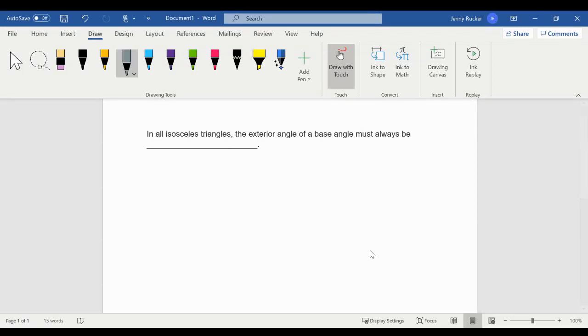In this problem, we are asked to fill in the blank. In all isosceles triangles, the exterior angle of a base angle must always be. Let's go ahead and draw an isosceles triangle, and we'll extend the side to go ahead and create the exterior angle.